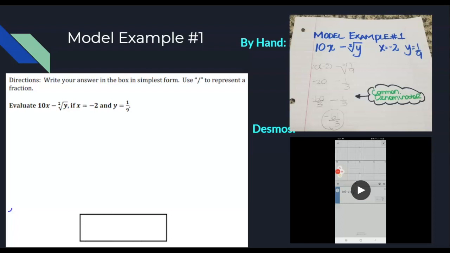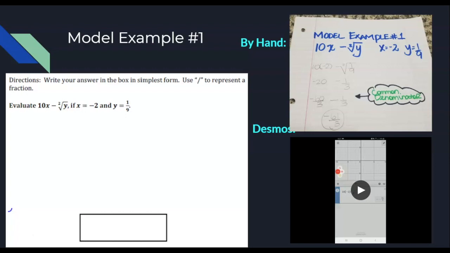Hopefully you've had some time to write that example down. Now, the first step according to the video is for us to plug in values for the variable. Let's plug the appropriate values in: x is -2 and y is 19. After plugging in your values, now you want to simplify using the order of operations.